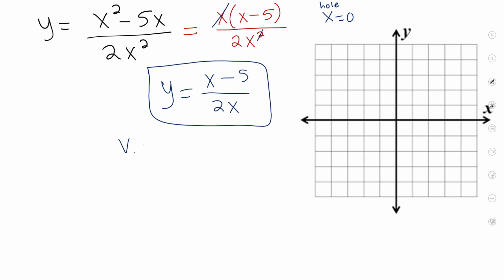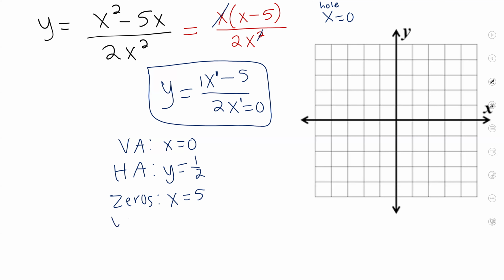So for vertical asymptote, you should have gotten 0 because you set this equal to 0 and solve it. Your horizontal asymptote, your degree in the numerator is the same as the degree in the denominator. So you look at the coefficients. So it'll be y equals 1/2. Your zeros, you set the numerator equal to 0 and you get 5.